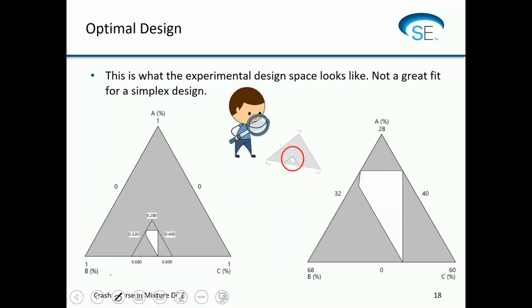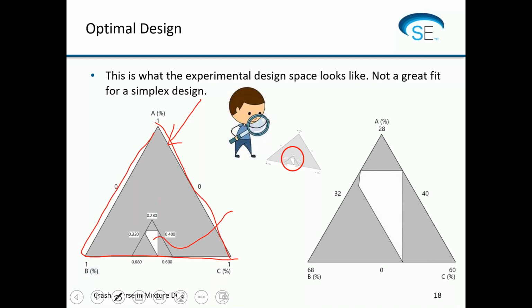Now, this is what the design space looks like. This is the full 0 to 100% simplex. This white space here, this white space here is all of the points in this triangle, in this simplex, that satisfy all those constraints that I put on.